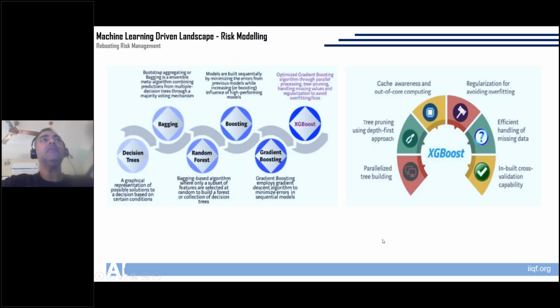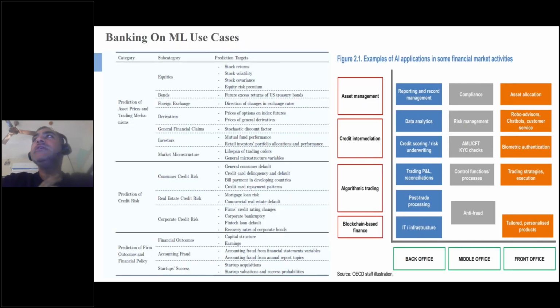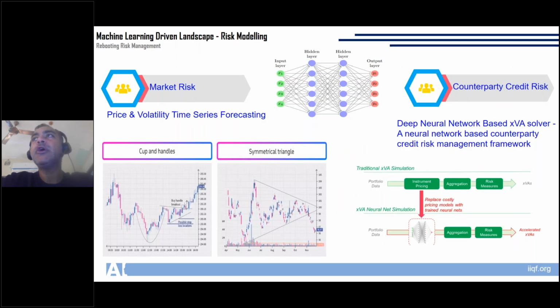Now, on the other side, we have market risk modeling and counterparty credit risk modeling, which are also very heavily disrupted by machine learning algorithms. But majorly for market risk modeling and counterparty credit risk modeling, which is derivative modeling, we have time series models, which we call sequential learning.